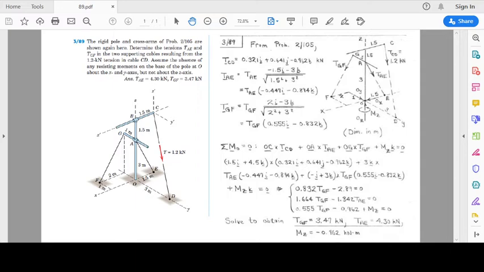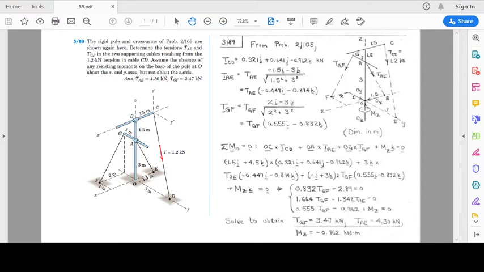This is problem 3/89. We have earlier solved this same figure in problem 2/105 when we studied 3D force systems. We wrote this 1.2 kilonewton tensile force directed from C to D as a vector quantity. Then in problem 2/140, we found the moment produced by this force about point O and about the pole axis, which is the z-axis. So now we are solving this problem for 3D equilibrium.